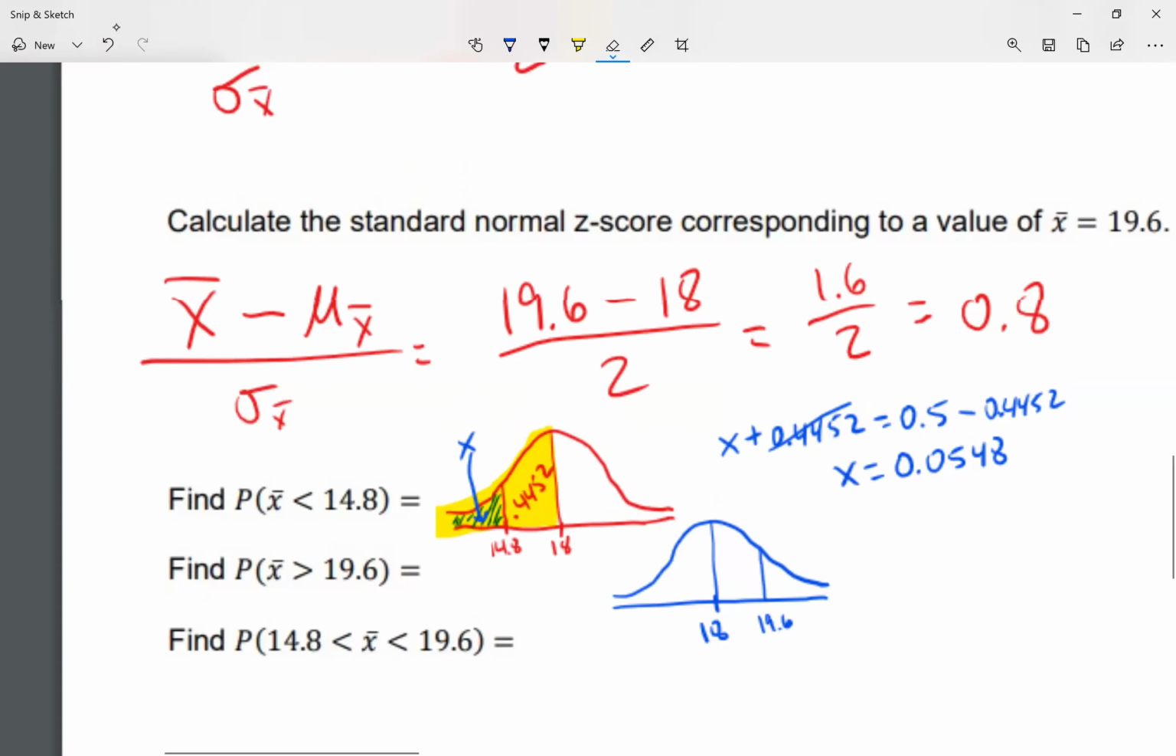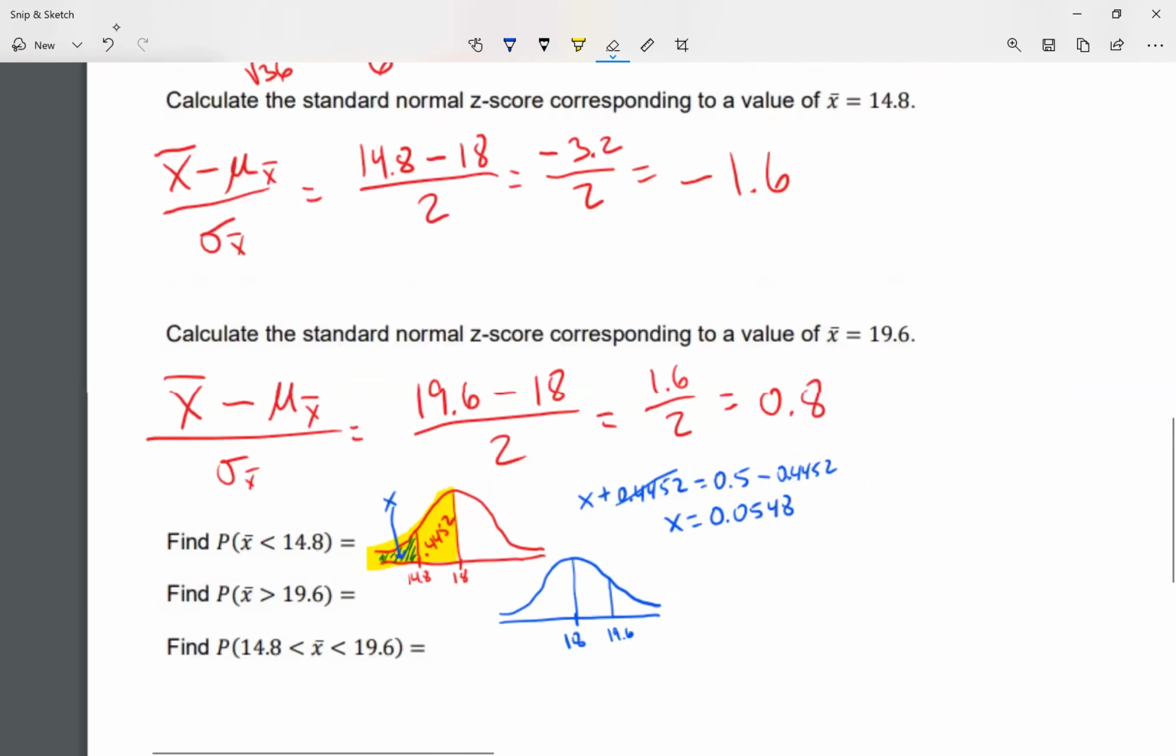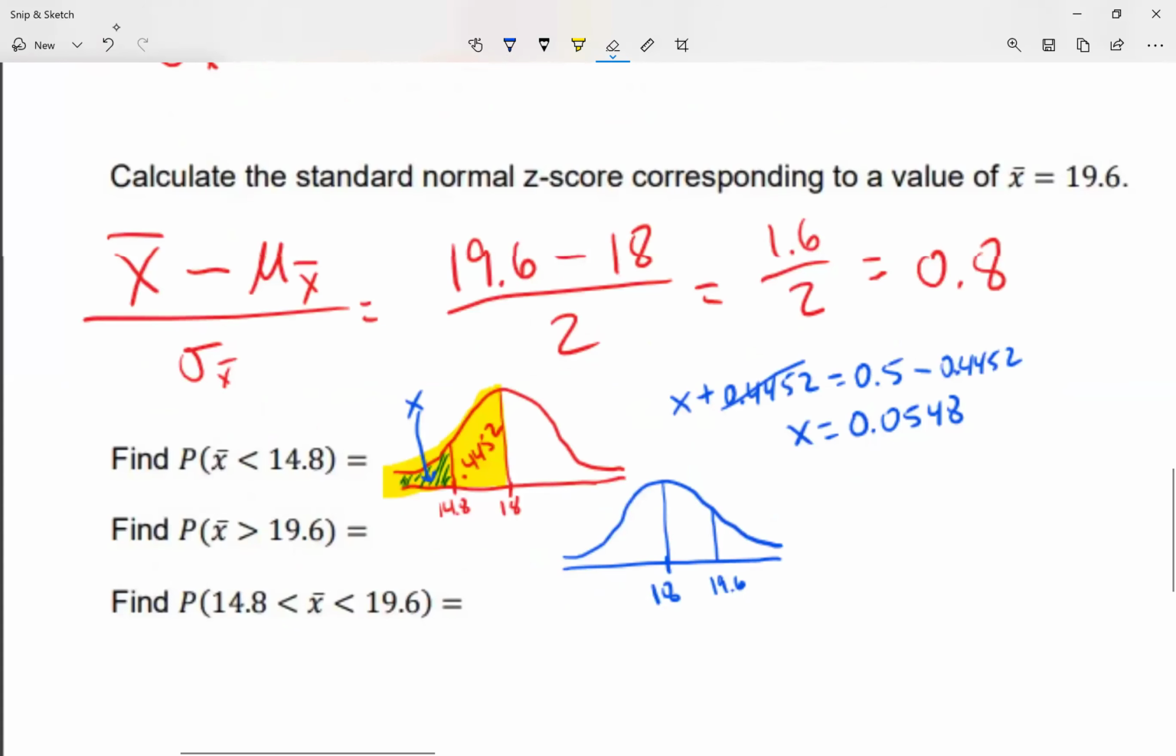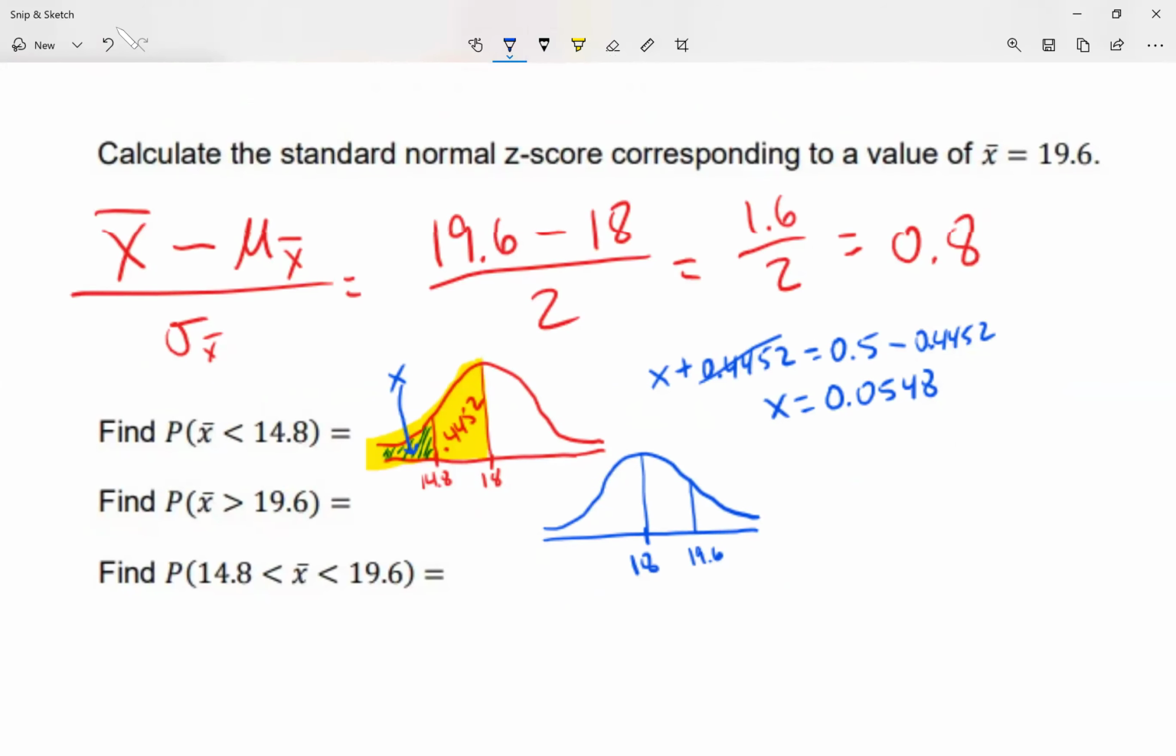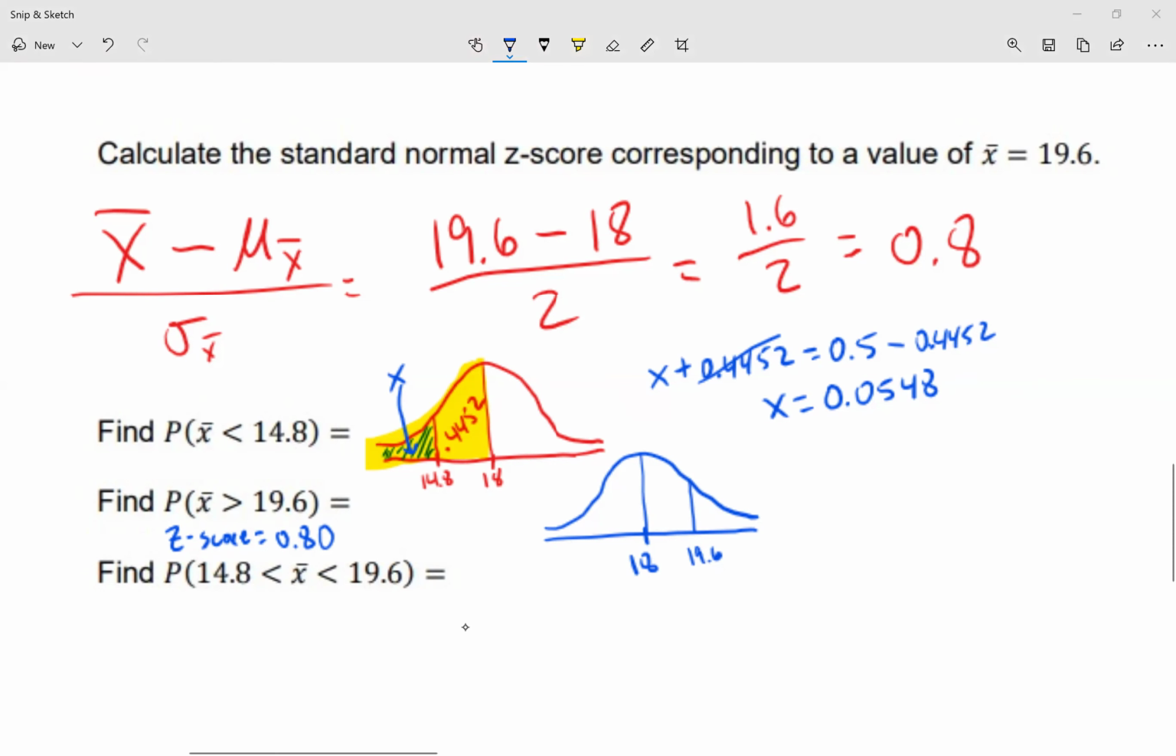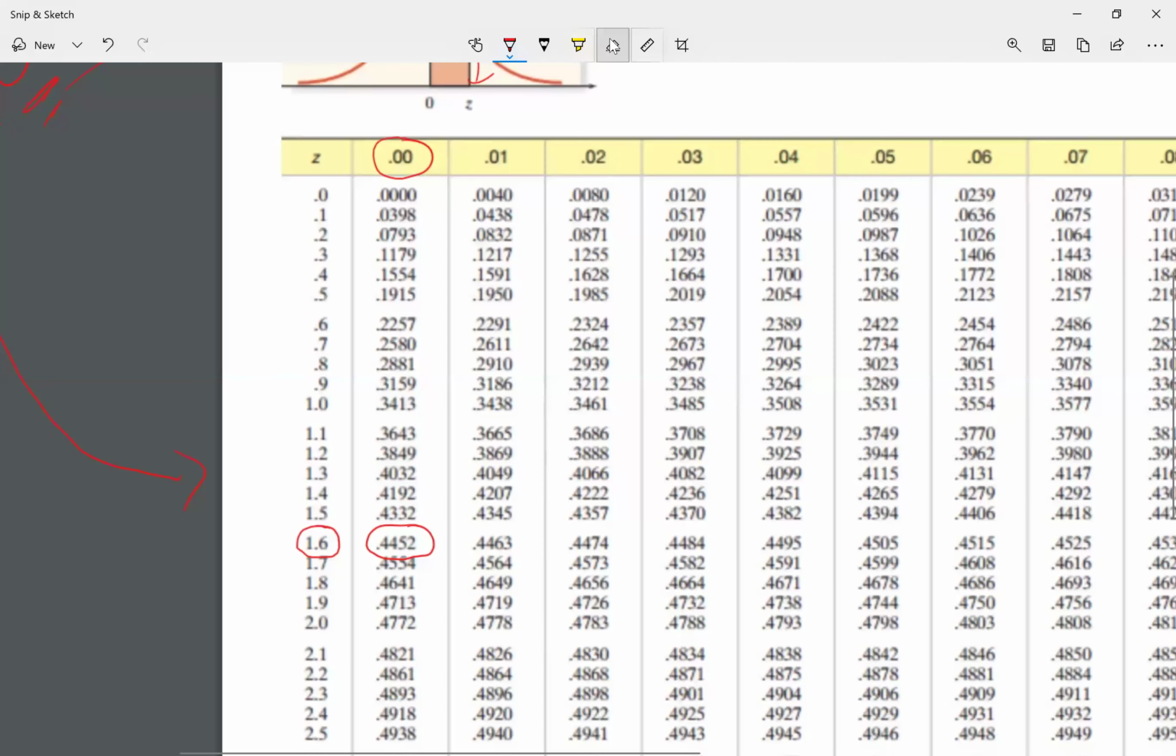First, for 19.6, I had a z-score. Remember my z-score for 19.6? Didn't we get a 0.8? Okay, so I will use my table. I'm going to look for 0.8, or as a 2 decimal place number, 0.80.